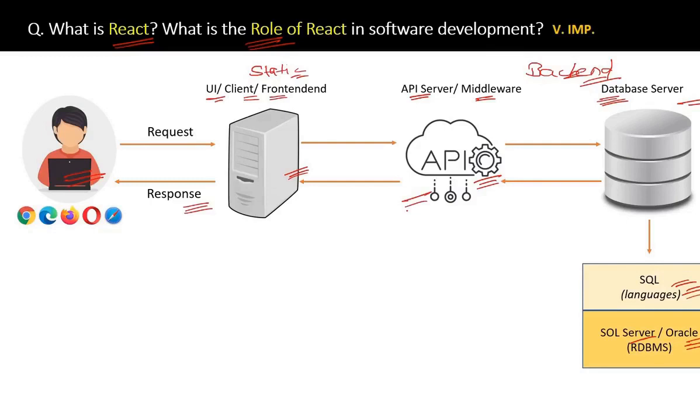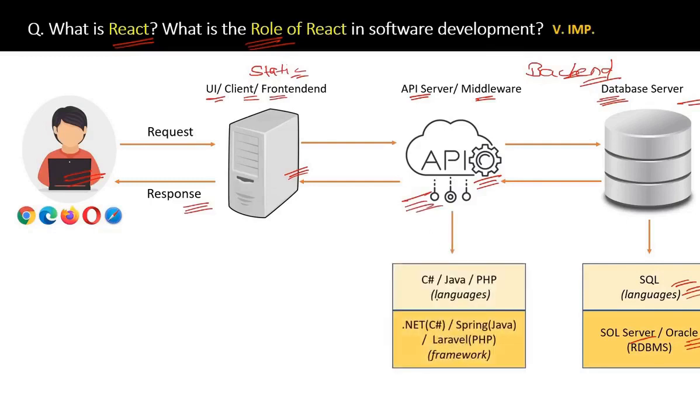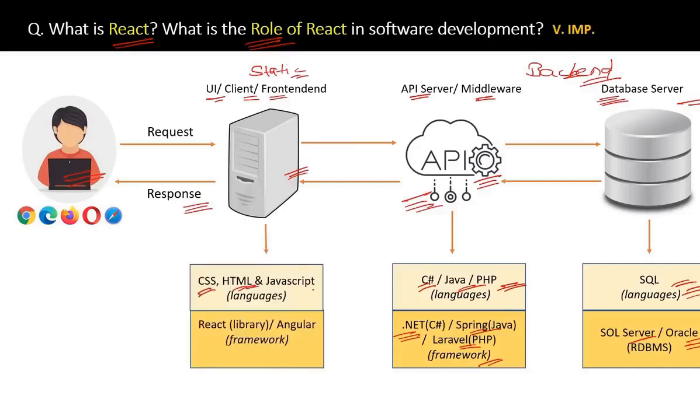Similarly, for the backend or for API, we use C#, Java or PHP languages, and the frameworks are .NET, Spring or Laravel. Why we need frameworks? Because frameworks simplify the complex server-side programming operations for big applications. Similarly, for front end, we need only CSS, HTML and JavaScript as languages. But to simplify the complex UI, we use React, which is a JavaScript library, or we can use Angular also, which is a complete UI framework.